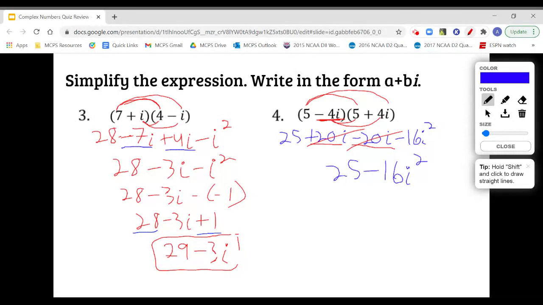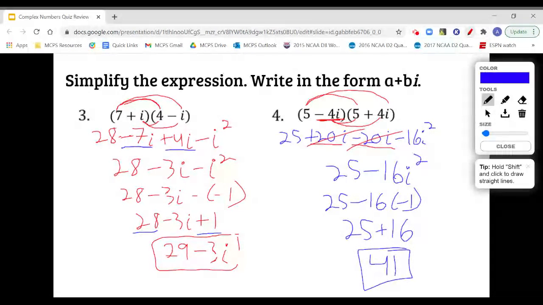Now, I'm not done again because I have an i squared left, and I'm not going to ever have answers with i to an exponent in them because they can always be simplified. So I'm going to go one step further and replace the i squared with a negative 1. Negative 16 times negative 1 is positive 16. And you end up with 25 plus 16, which equals 41. Now you'll notice this is a pure real number. There is no imaginary component.